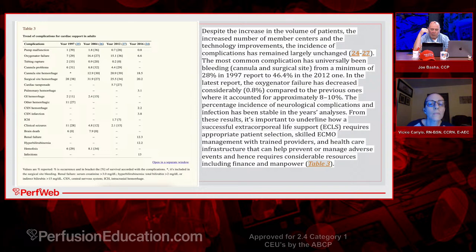manpower. If I take that whole sentence or that whole paragraph and distill it down, it's ECMO technology has improved tremendously. ECMO patient selection has broadened and improved significantly. But ECMO is not a sandbox we can just play in. You have to be committed to an ECMO program.